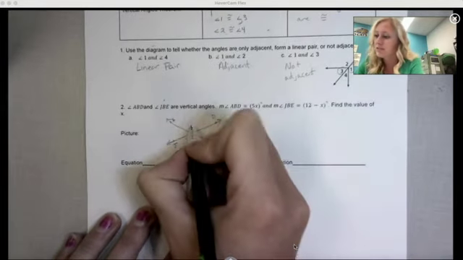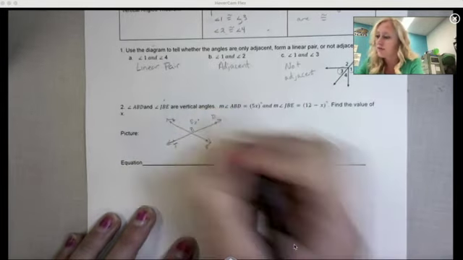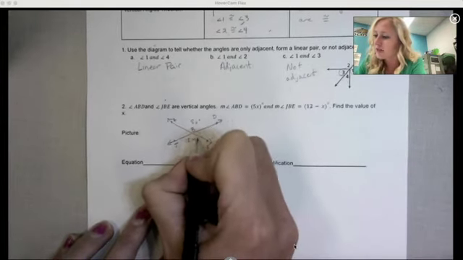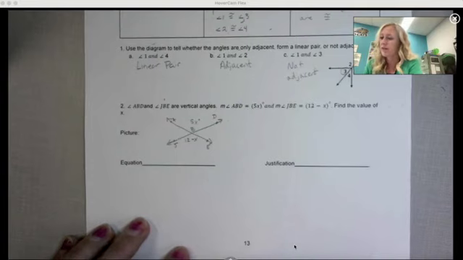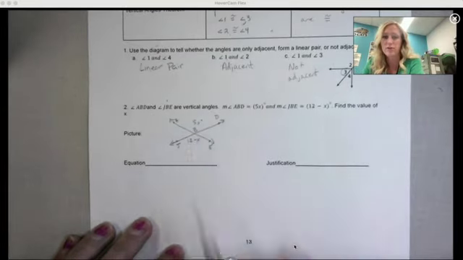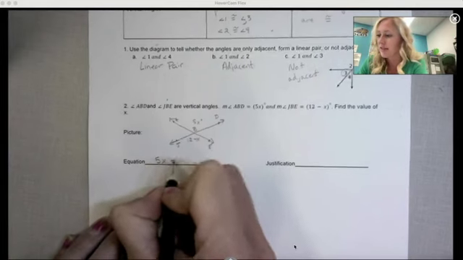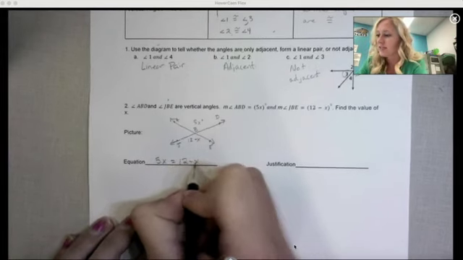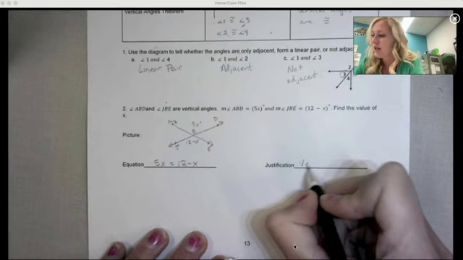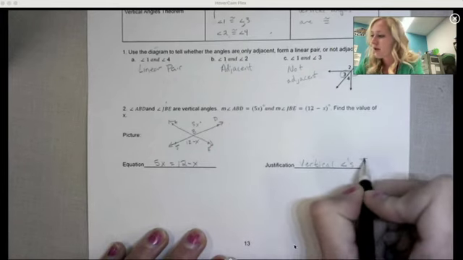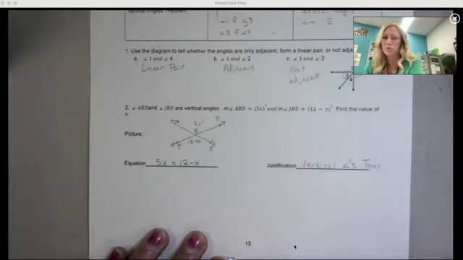We're told ABD is 5x, so this top angle is 5x, and the bottom angle is 12 minus x. Find the value of x. Because these are vertical angles, I know I can set those two equal to each other. So we're going to say 5x is equal to 12 minus x, and that is the vertical angles theorem. I'm doing a little abbreviating there. You are welcome to as well.